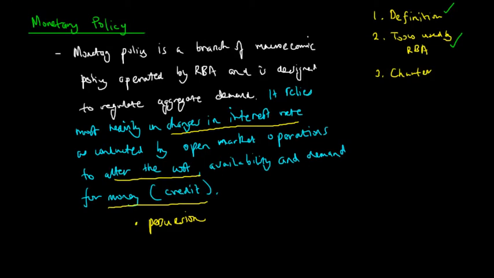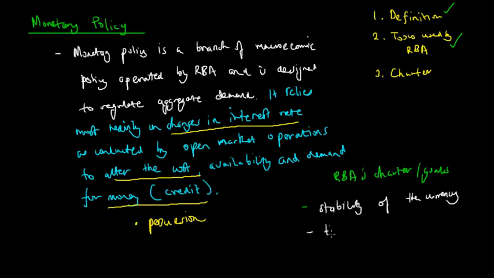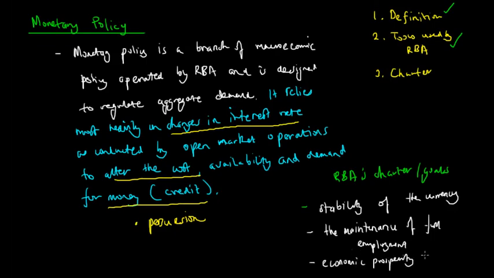So I'm just going to note that here. RBA's charter. The goals are firstly the stability of the currency. Secondly is the maintenance of full employment. And lastly, economic welfare and the prosperity of the Australian people. And that is a direct quote from the RBA's website. So economic prosperity and welfare. So they're the three major goals.